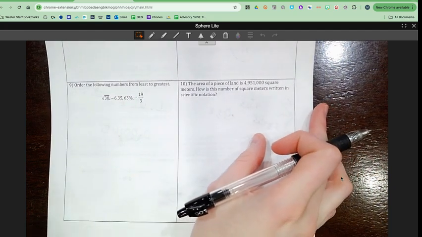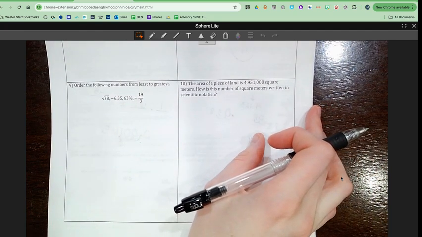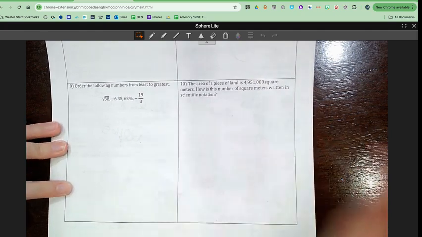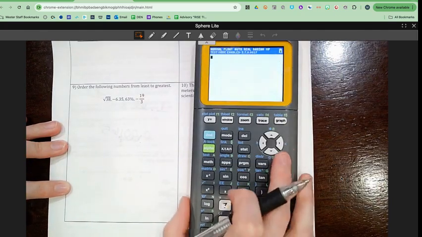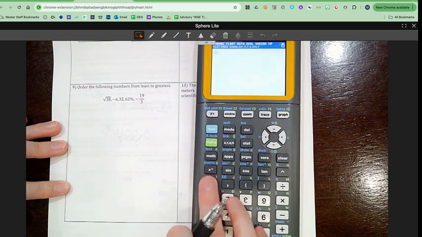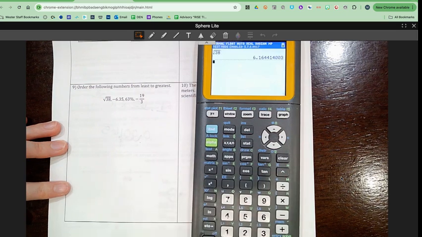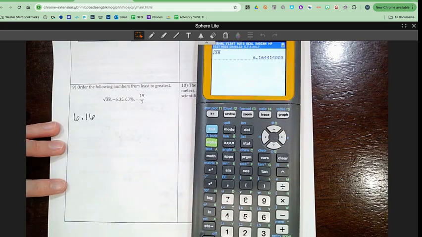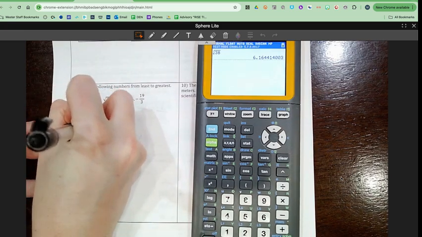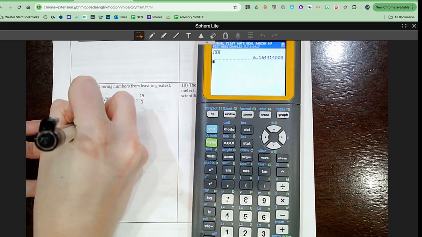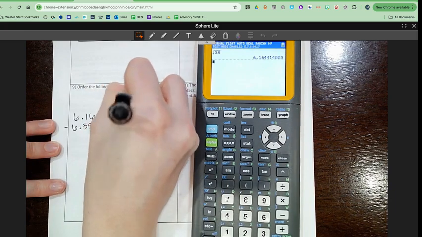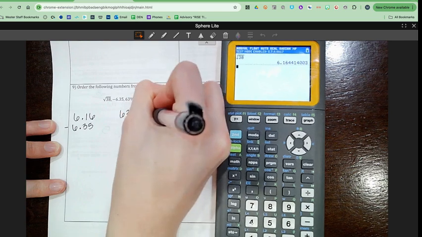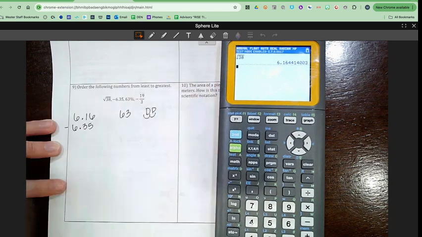Ordering the following numbers from greatest to least. So we're going to make them all decimals. So square root of 38, we're going to do second x squared, and then we're going to type in 38. So this is 6.16. We have negative 6.35. To change a percent to a decimal, we're going to use the Dr. Pepper method. Starting as a percent, move it 2 places to the left.